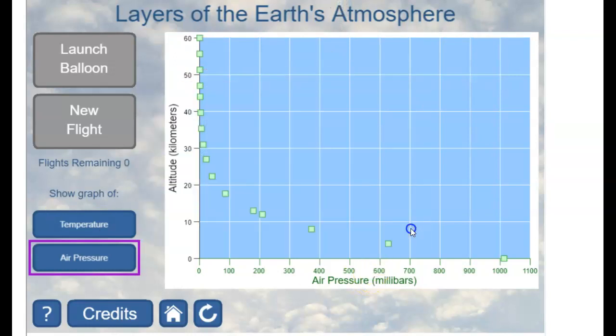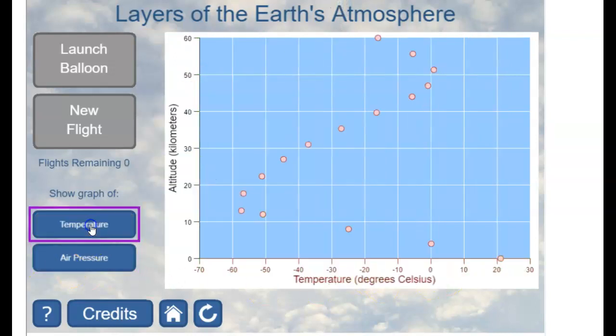All right, and there you have it. We have air pressure and air temperature data from 4 times 4, so 16 different locations in altitude throughout the atmosphere.